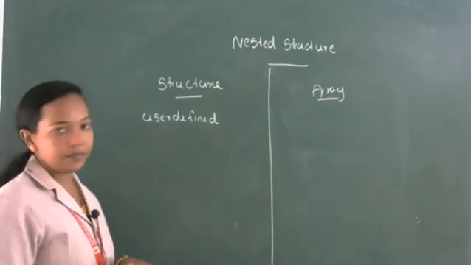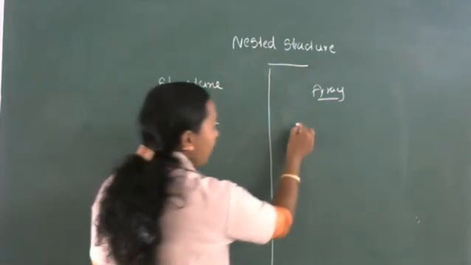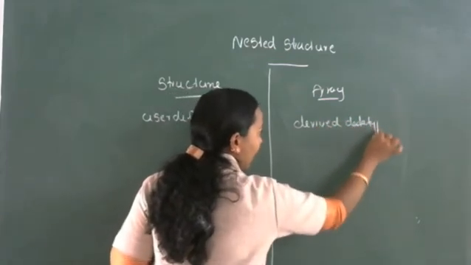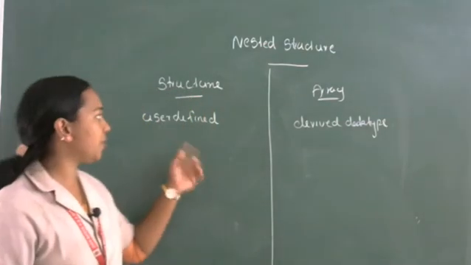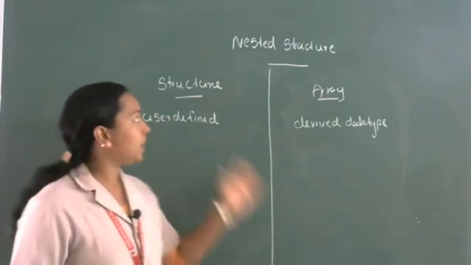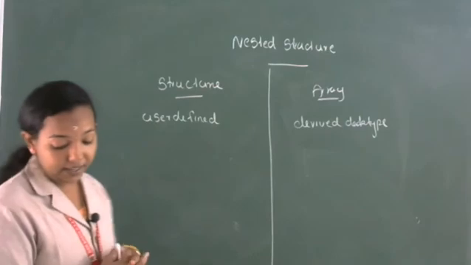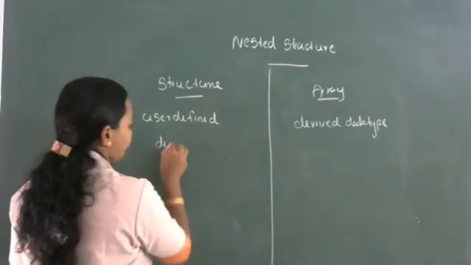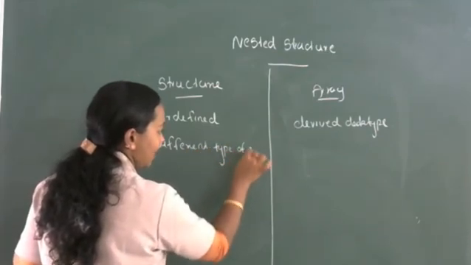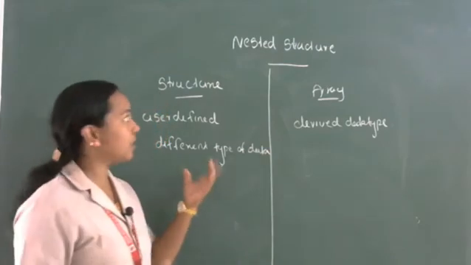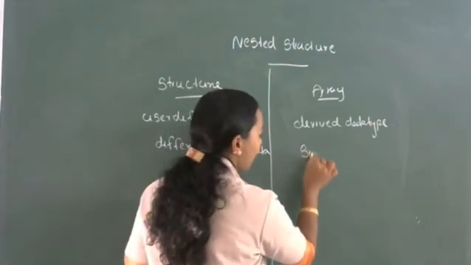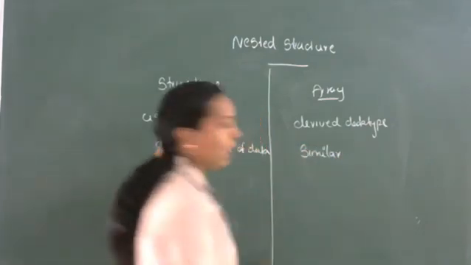Then what about array? Array is a user defined data type? No, it is a derived data type. So the first point is: structure is a user defined data type, array is a derived data type. Then using structure we can collect different types of data, because structure is used to allocate different types of data. Then what about array? Array is used to allocate similar elements.